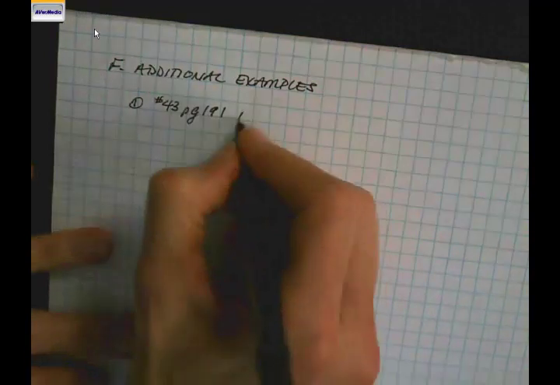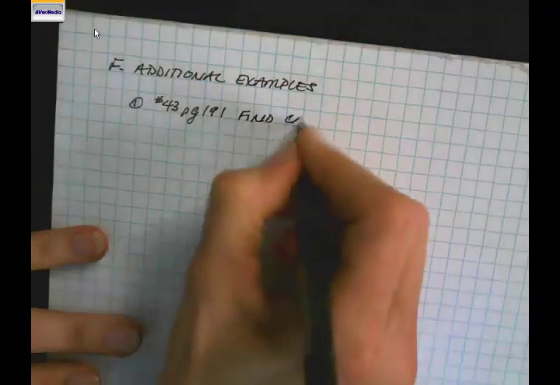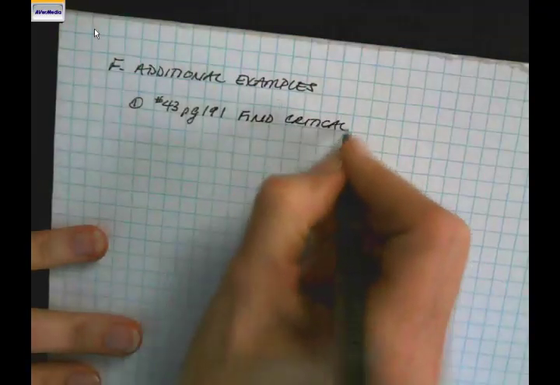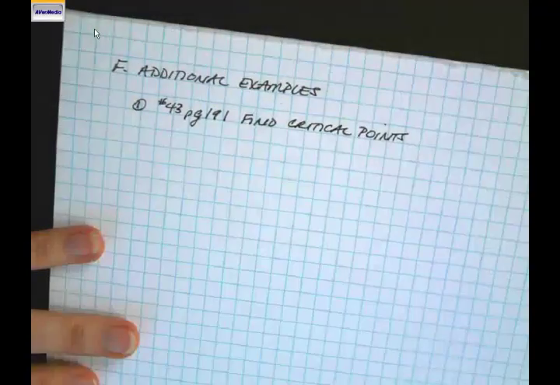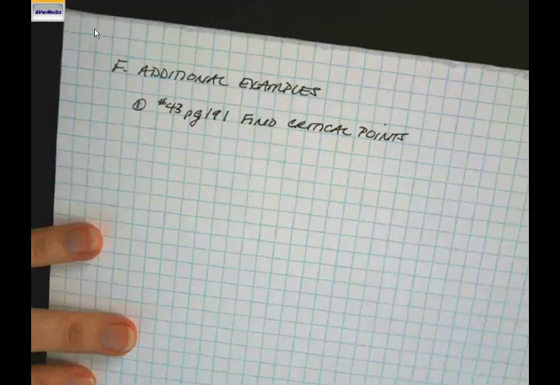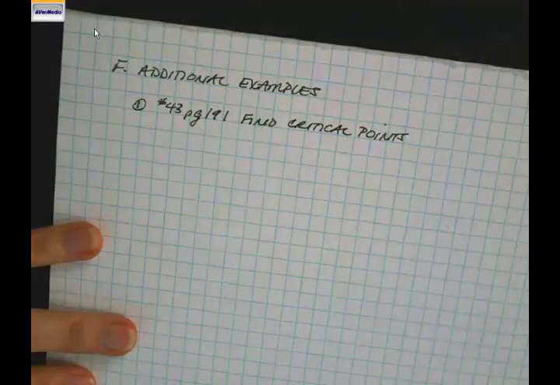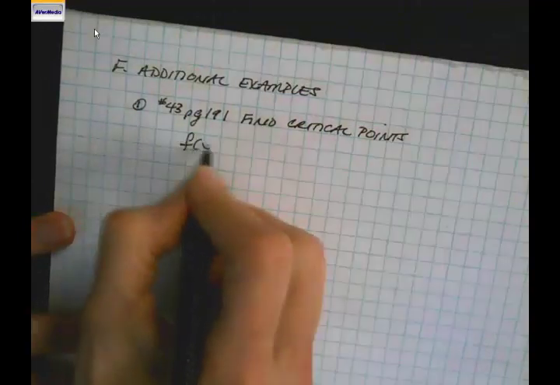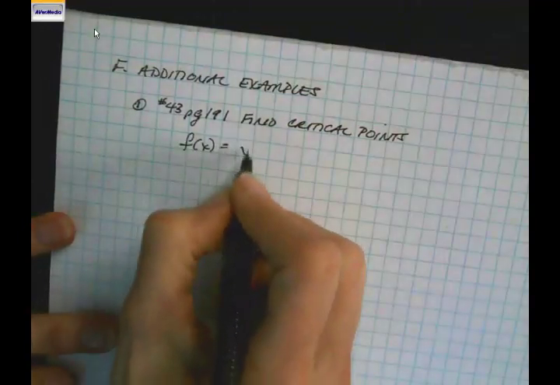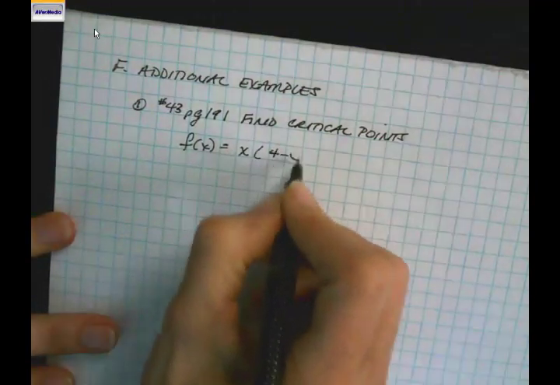Find critical points, and they did say point. They didn't say critical value. They said critical point. Your critical value would be your x value. Your critical point would be the x and y to match it. Okay, so pay attention to what they're asking. And here is the function they've given: f of x equals x times (4 minus x) cubed.